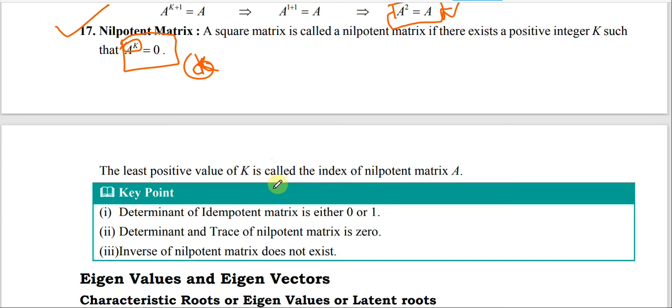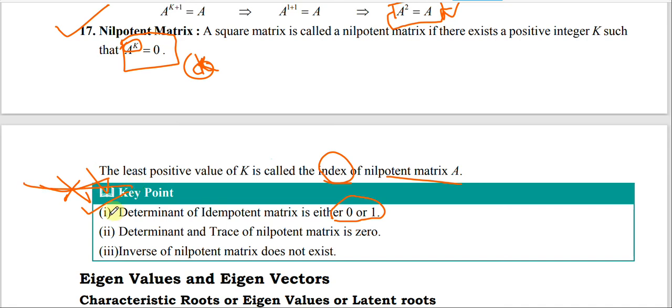The least value of k is called the index of the nilpotent matrix, okay? The determinant value of an idempotent matrix is either 0 or 1. So this is a very important key point. Plus please remember this: the determinant value of the identity matrix is 1, and the determinant and trace of a nilpotent matrix are 0. And the inverse of a nilpotent matrix does not exist, okay? So keep this in mind. Why does it not exist? Because it's a singular matrix, its determinant is coming out to be 0.